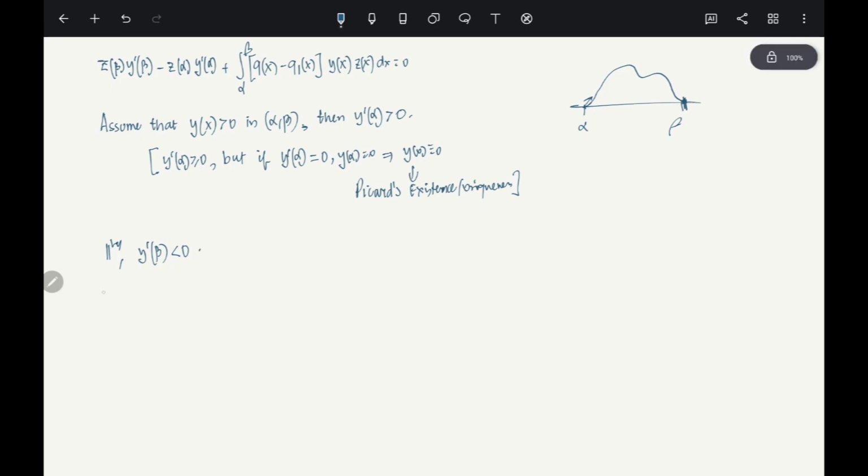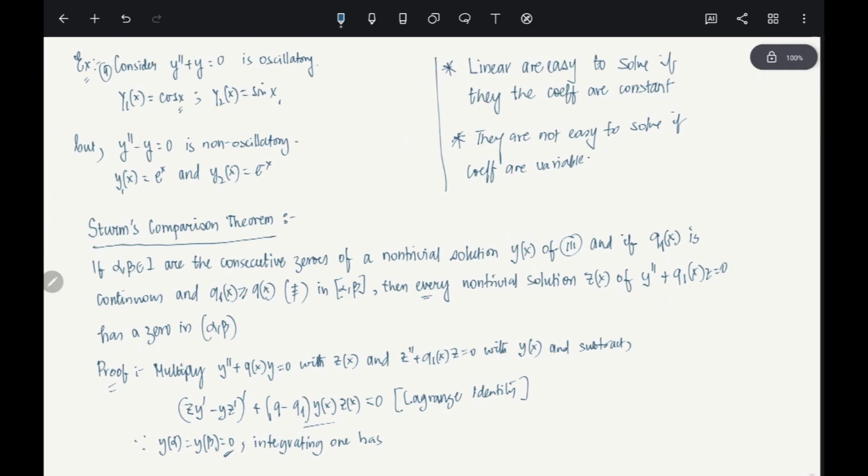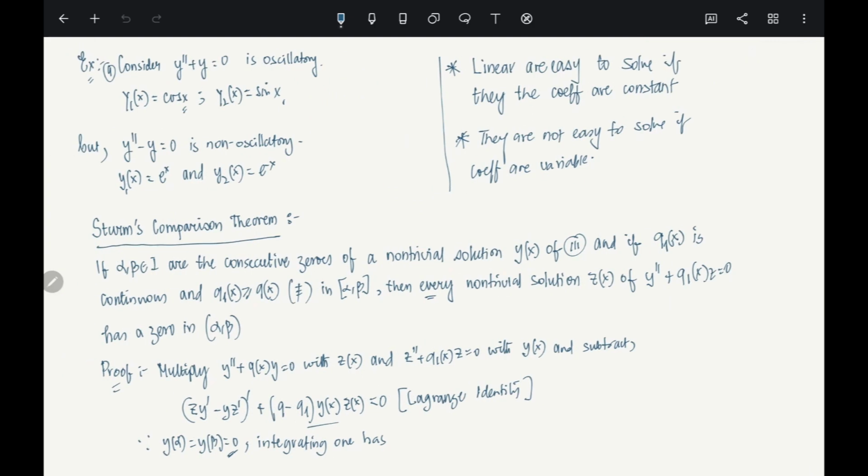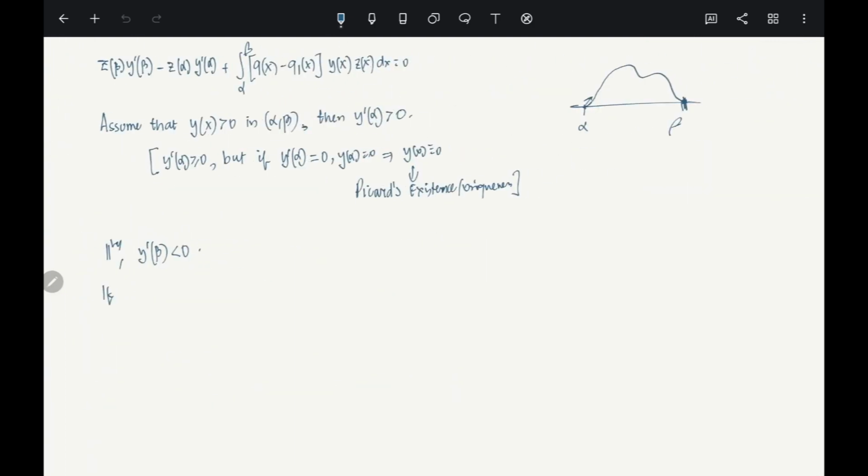So if that is the case, now what I have to show is that z has a 0 in between alpha and beta. If it is not the case, so if let's say z is positive in alpha beta, then what happens? Let's call this star. Then from star, what do we have? See, y prime of beta is negative, z of beta is positive. So this number is going to be negative.